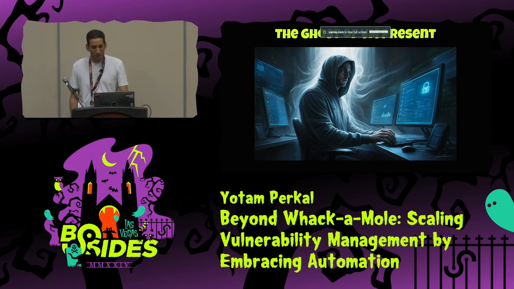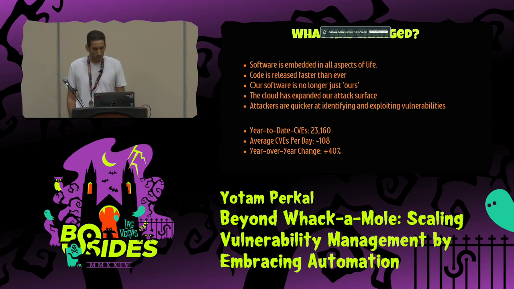Let's snap back into the present and discuss how things are looking today. First, a lot has changed. We dress better, that's one, but software is embedded in every aspect of our lives now. Code is released much faster. We have DevOps, we have DevSecOps. Our software is not just ours, it's mainly not ours, actually. We have a lot of third-party dependencies, whether commercial or open-source. Obviously, the move to the cloud has expanded the attack surface, and it has also changed the paradigm where things in the past were very static, and today things are constantly changing. Machines are going up, going down, changing IPs. Everything is much more dynamic. And obviously, attackers have not stayed put, and they are quicker at identifying and exploiting the gaps.